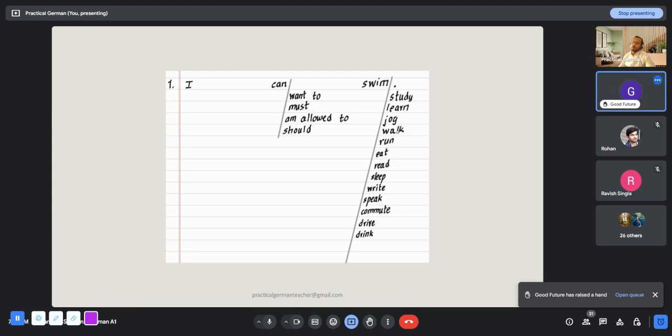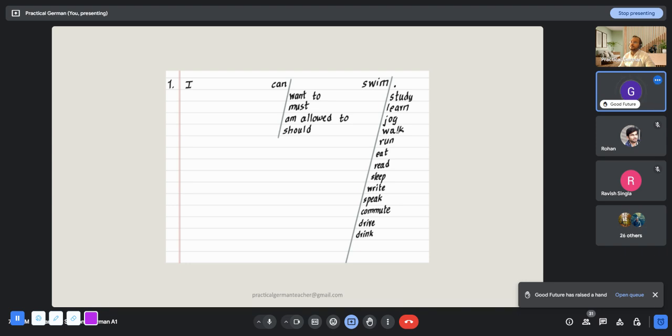Walk. I just forgot what walk is. Spazieren means to walk at a leisurely pace. Walk may mean laufen. Laufen also means to run, but you can use it to say walk, because spazieren means you are walking with no aim. Or you can say zu Fuß gehen, to go on foot.